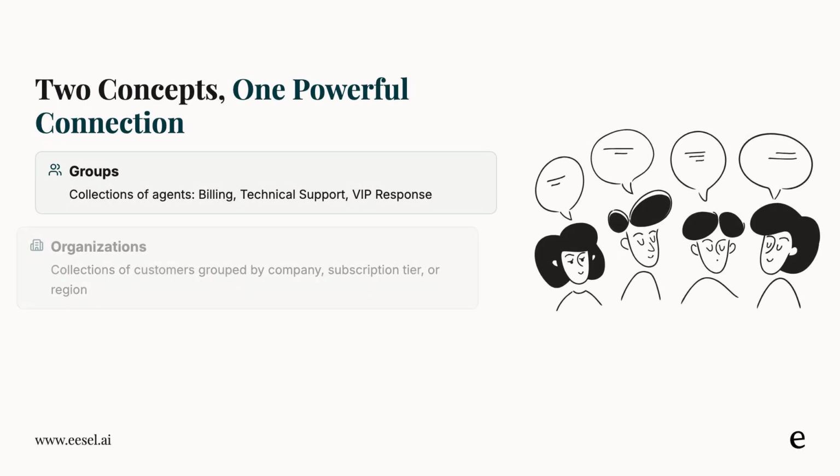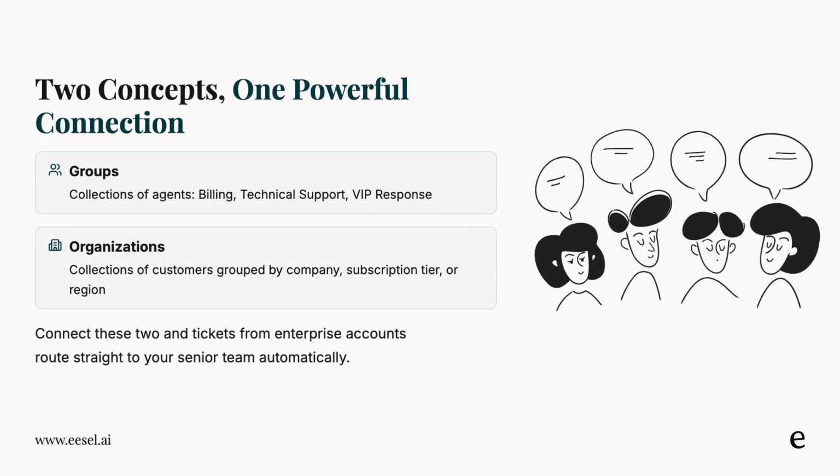Groups are collections of agents organized by function: billing, technical support, VIP response. Organizations are collections of your customers. The power comes from connecting them. Tickets from users in a specific organization automatically route to a designated group, giving enterprise customers senior agents and free tier users the general queue.